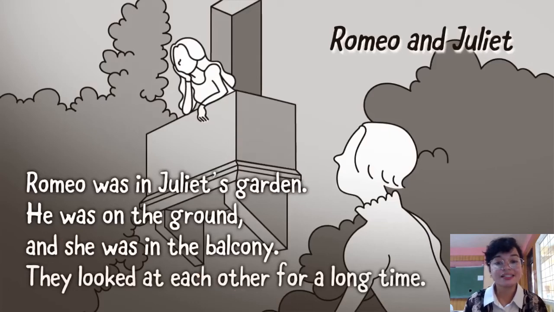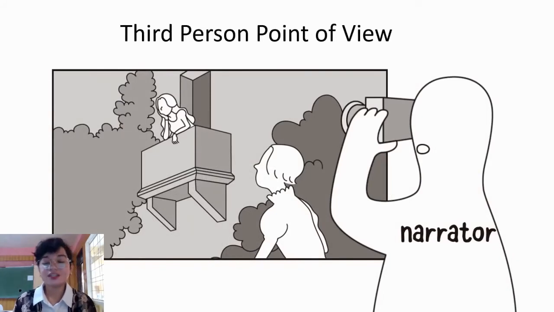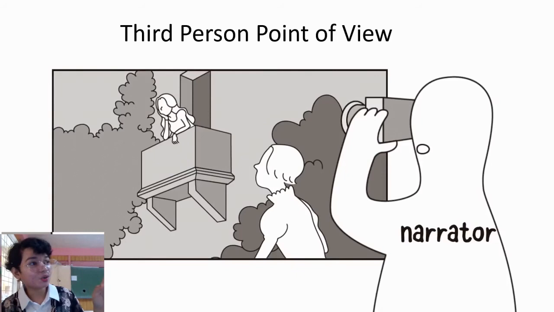So this one is in the third person point of view. In the third person point of view, the narrator is the observer. So as you can see, he's observing Romeo and Juliet. What are they doing? They are looking at each other. Juliet is at the balcony and Romeo was at the garden looking up to Juliet. Okay? So in the third person point of view, the narrator is an observer.